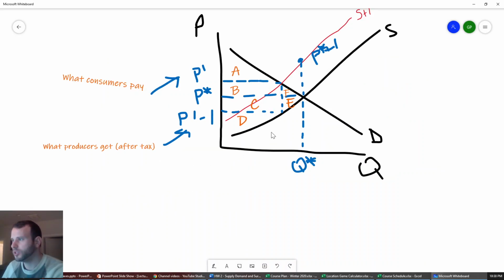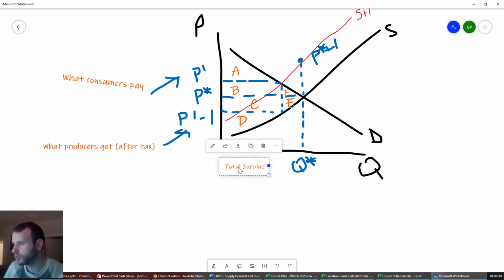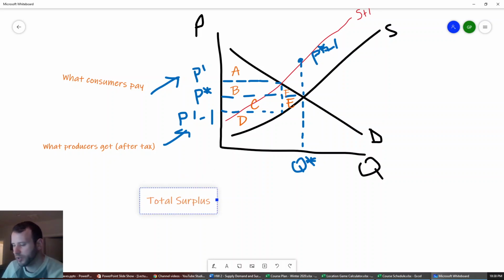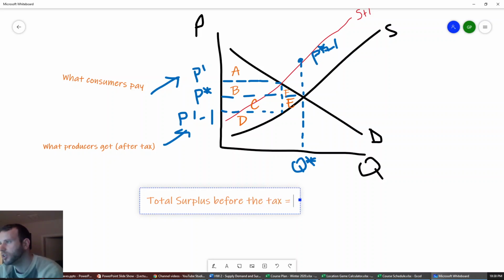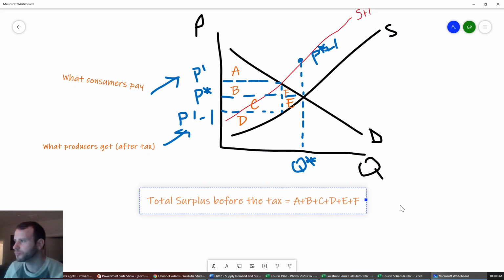Before I move on to the next bullet point, let's take a look at this. If I'm looking at total surplus before the tax, that's going to be A plus B plus C plus D plus E plus F, right? It was just the area between the supply and demand curve, essentially.